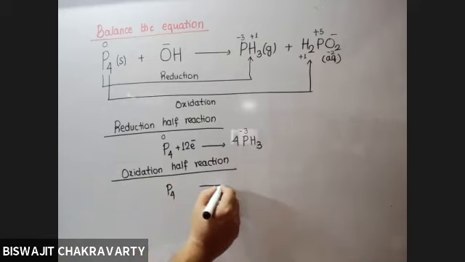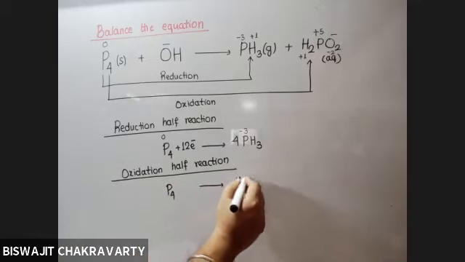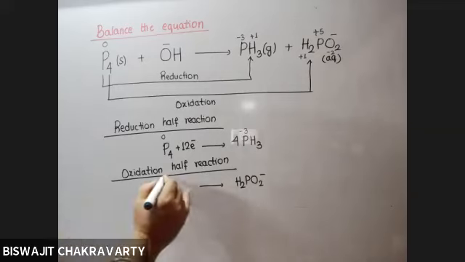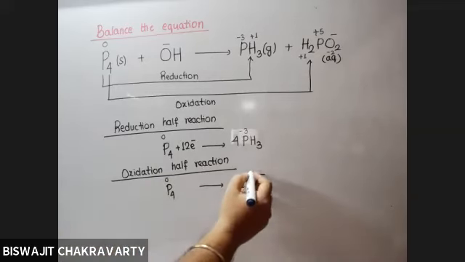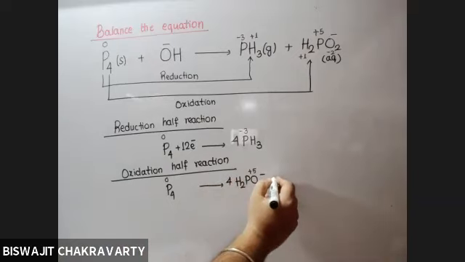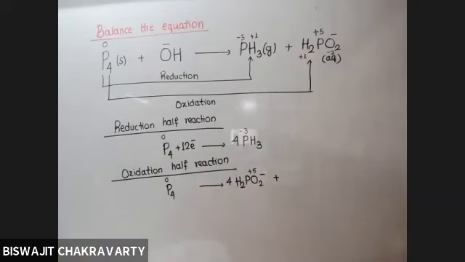P4 is changing to H2PO2 minus. So again, this is 0 and this is +5. And as atoms are not balanced, there are 4 phosphorus, there is only 1. So I need to put 4. So tell me how many electrons I am supposed to write on the right hand side.